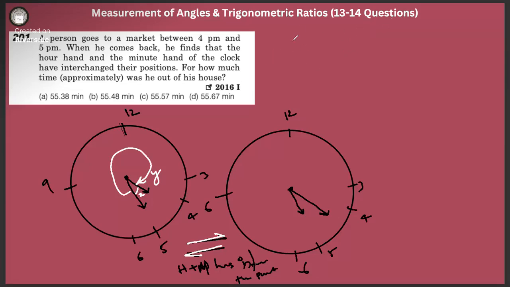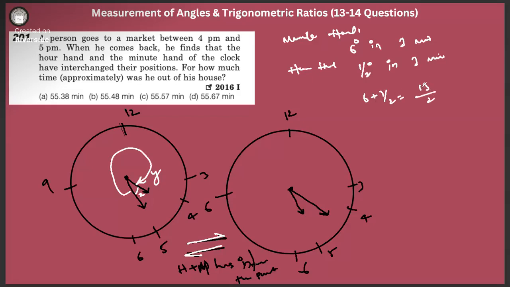Now we know something. We know that the minute hand travels 6 degrees in 1 minute, isn't it? And the hour hand travels half a degree in 1 minute, right? So together they are traveling 6 plus half, that means 13 by 2 degrees per minute. Both of them combined, together; separately they are traveling less.